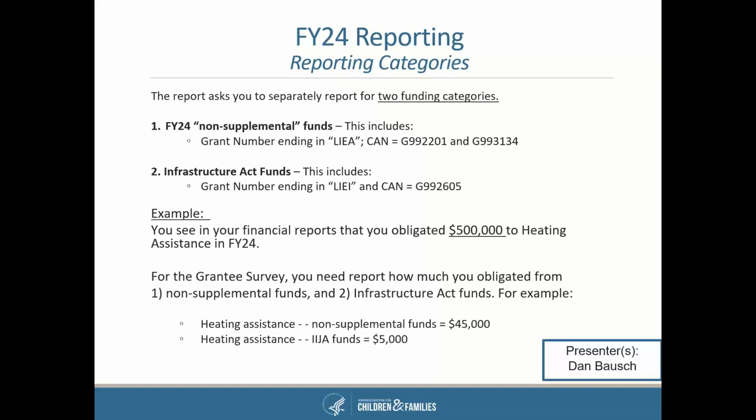There's two grant numbers here, two CANs that are included here, so this slide may be useful for the fiscal folks. The second bucket is funds that you're awarded from the Infrastructure Act, and those are the LIHEAP funds under CAN G992605. So in this report, you're going to be asked to report on how you obligated those funds to different components. So instead of total funds for heating assistance, for example, you'd have to report total obligation of the non-supplemental funds for heating assistance, total obligation of the Infrastructure Act funds for heating assistance. There's an example on the bottom of this slide.